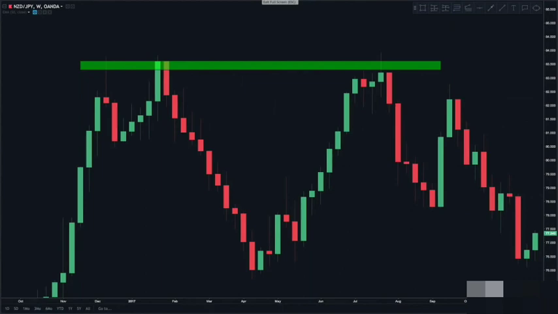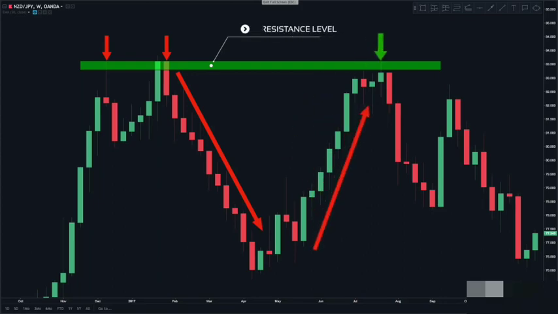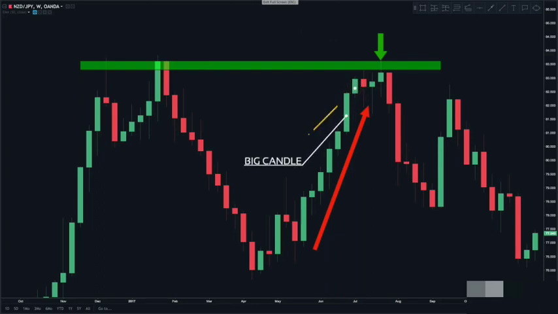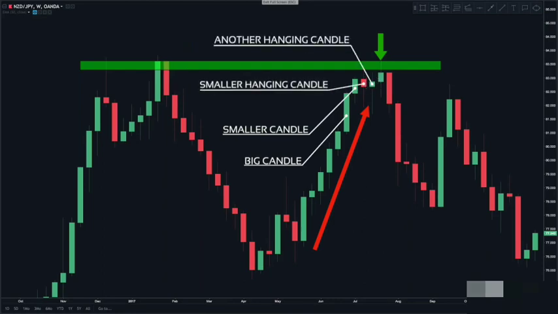Here's the Kiwi yen. As you can see, we have a double top here before price tanked down, making this a key level of resistance. Now, as price approaches this level of resistance again, look at how the candles start acting. We have a big candle, followed by a smaller candle, followed by a smaller red hanging candle, another hanging candle, and then a candle where the wick is rejecting this level of resistance before dropping down, which was another great trade opportunity.